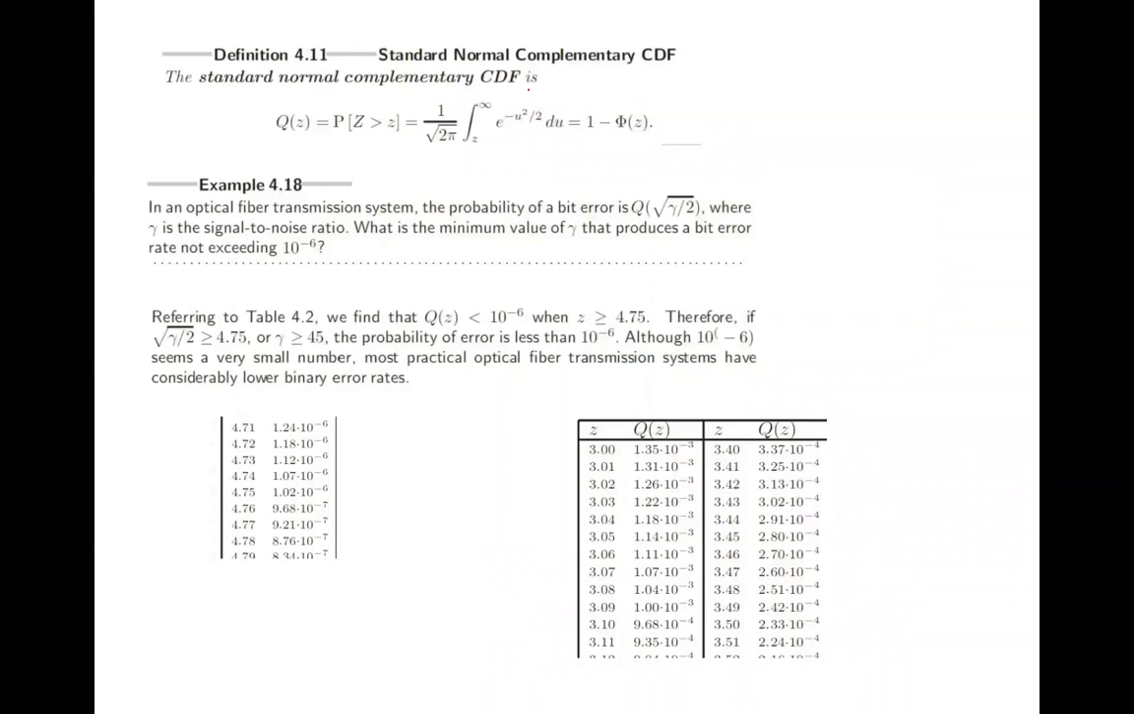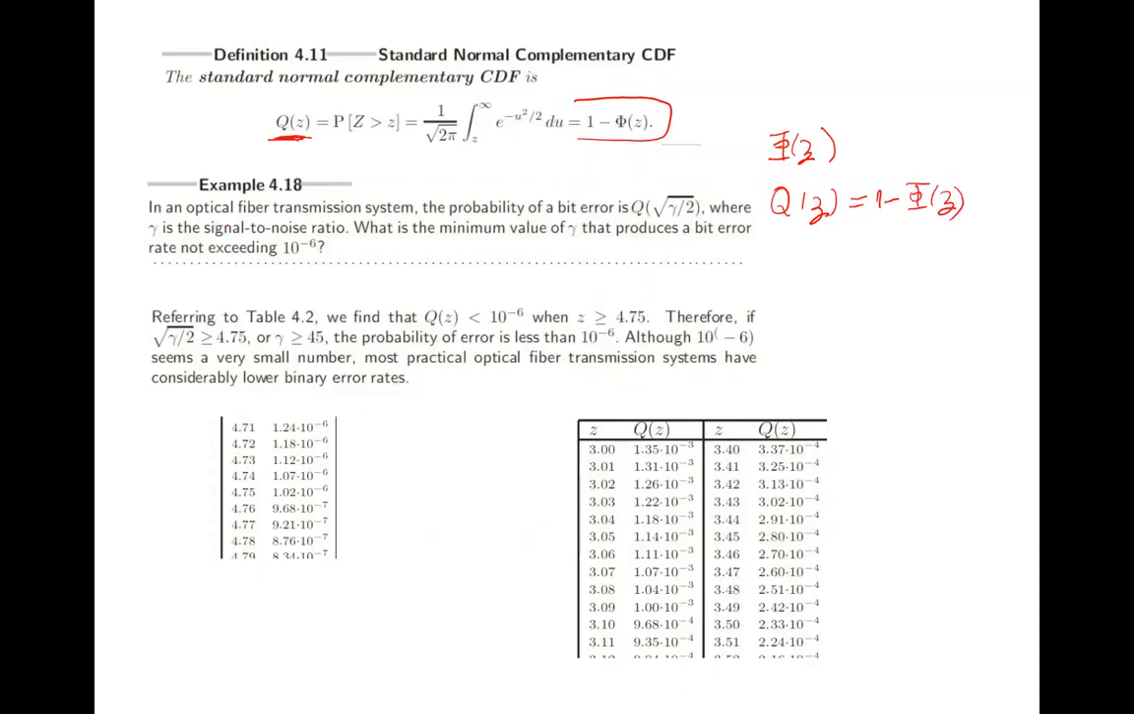Standard normal complementary CDF, which is simply 1 minus phi of Z. So in the textbook, you will find two tables. One is phi of Z. The other one is Q of Z. And Q of Z is 1 minus phi of Z. So you can use both, either phi of Z or Q of Z.